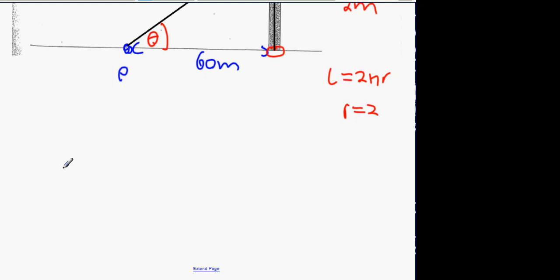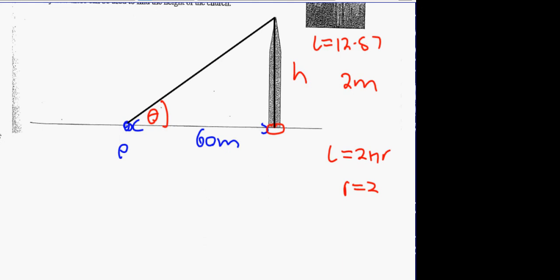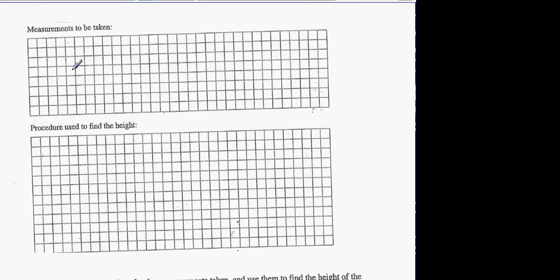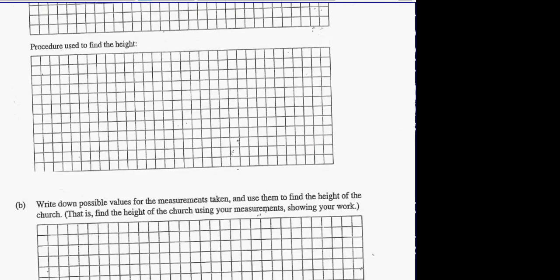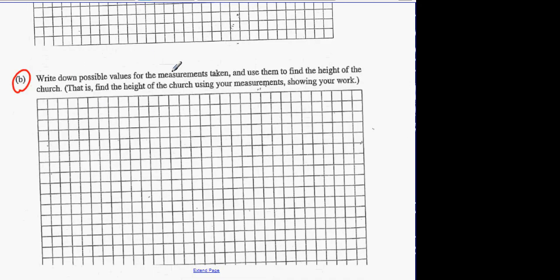What we're going to do here is calculate the height of the church. What I'm actually doing here, more so than part A, is showing you the procedure to find the height before we actually do it. I'm doing part B first, so to speak: write down possible values for the measurements taken, then use them to find the height of the church. Then we're going to use our language to interpret our method and put it into part A. I'll tell you why I'm doing that in a second.